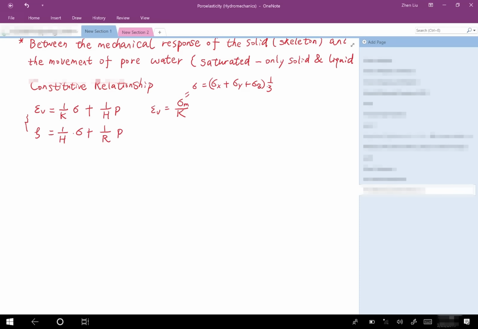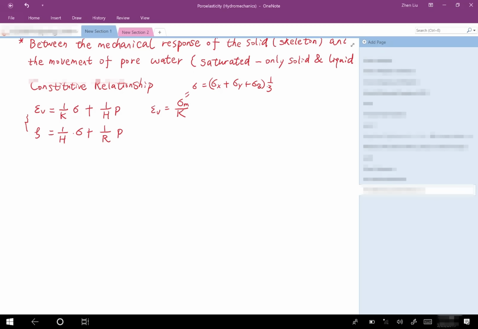Yeah. But you can see that now there's a difference. Now you have one more term here. This is for the mechanical field only, but now we have couplings. The reason is that now a change in the stress and a change in the pore water pressure, both of them, or either of them, can cause a change in the total volume of the solid. So here, it's the same thing.